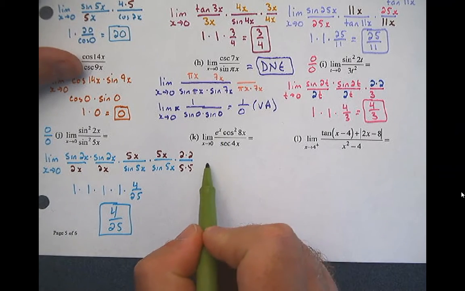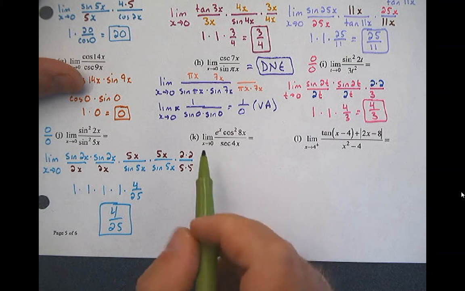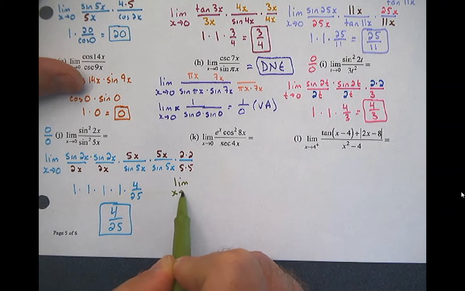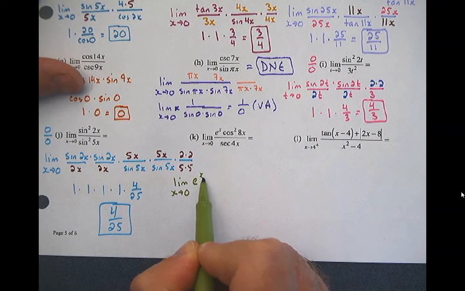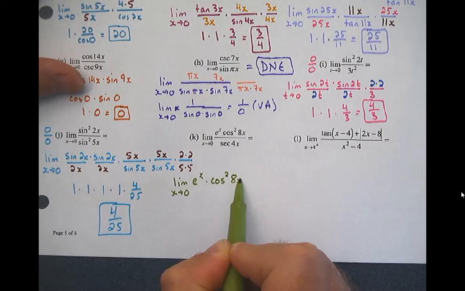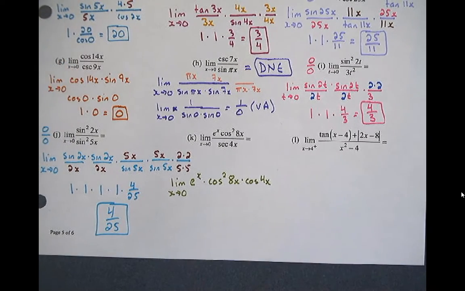So when I get to this one, I'm going to direct substitute. Well, I'm going to clean it up a little bit first. I don't like that secant. I don't want to try to figure out what secant is on the bottom. So that's going to be the limit as x approaches 0 of e to the x times cosine squared of 8x times cosine of 4x. Yeah, life is good here, man.